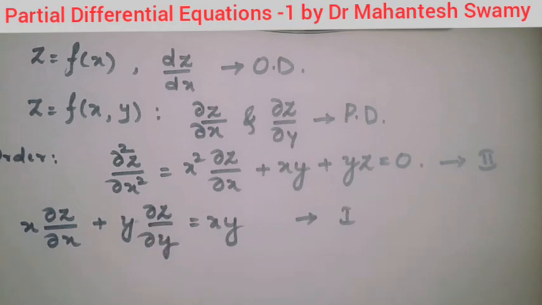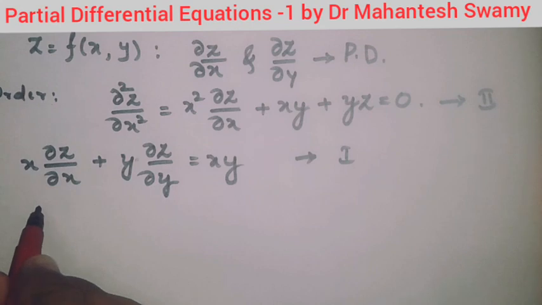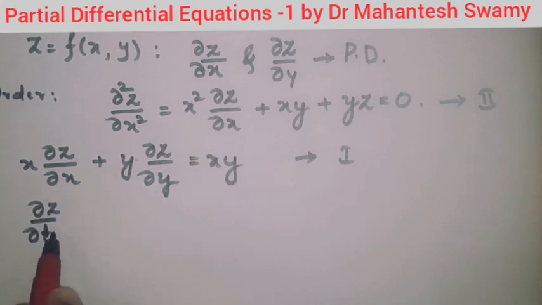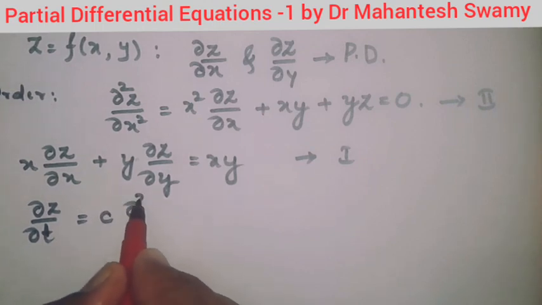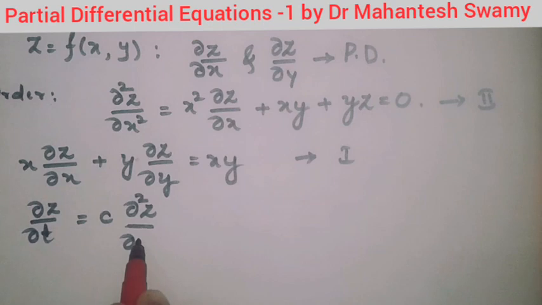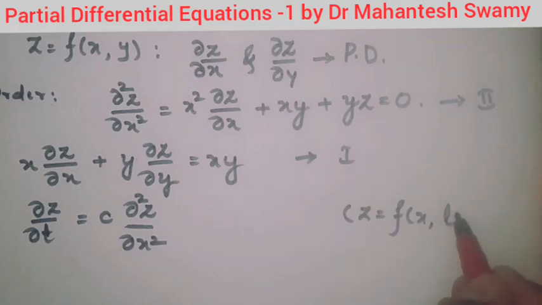So this is a first order PDE. Now we are having some particular type of PDEs. For example, the differential equation dou z by dou t equals some constant c into dou 2z by dou x2. In this case, we have to observe that z is a function of x and t instead of x and y.